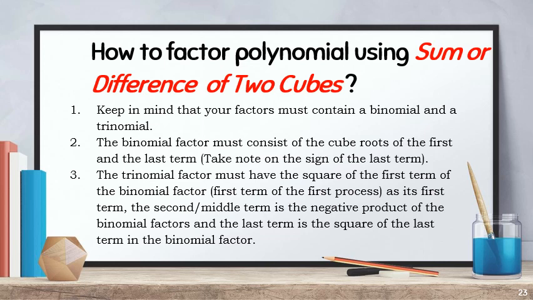Keep in mind that your factors must contain a binomial and a trinomial. The binomial factor must consist of the cube roots of the first and the last term. Take note of the sign of the last term. The trinomial factor must have the square of the first term of the binomial factor as its first term. The second or the middle term is the negative product of the binomial factors. And the last term is the square of the last term in the binomial factor.